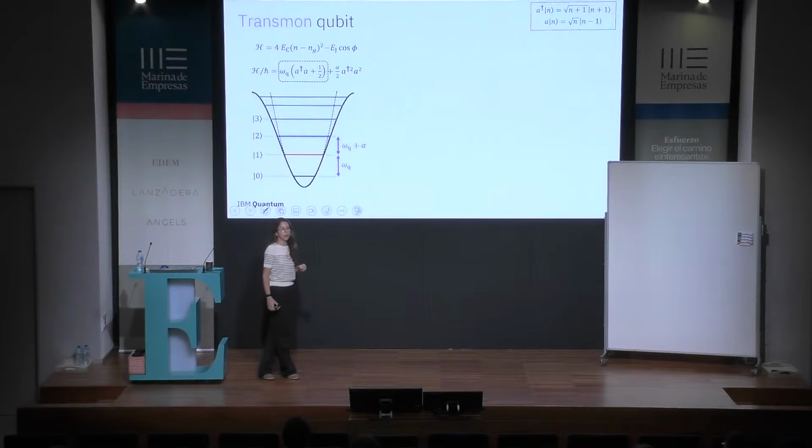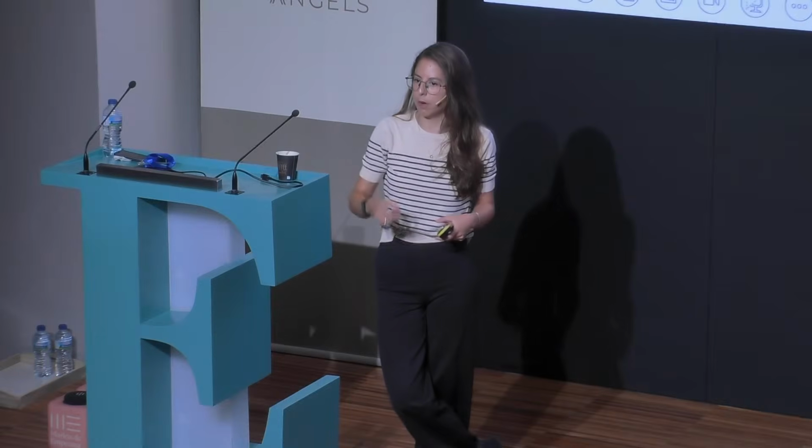So you wouldn't want alpha to be very, very tiny, because otherwise you end up having, again, this problem that while manipulating the qubit transition, you might end up going up.